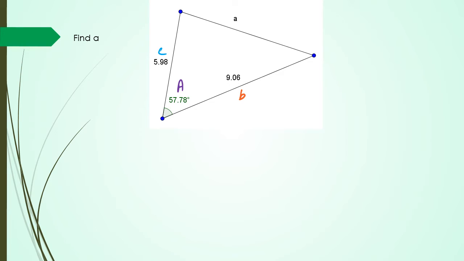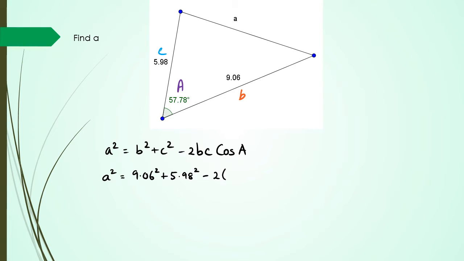But we can use the cosine rule, because the cosine rule says that a squared is equal to b squared plus c squared minus 2bc cos a. So we can write this as a squared equals 9.06 squared plus c squared, which is 5.98 squared, minus 2 times 9.06, which is b, multiplied by 5.98, which is c, multiplied by cos a, which is 57.78 degrees.